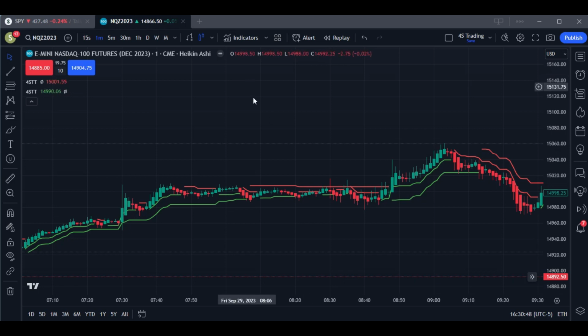This is a TradingView chart. It's NQ, shown in 1 minute Heikin-Ashi view. I mostly follow the Heikin-Ashi chart. It gives me nice trend reversals and shows where the price points are. And I follow 1 minute and then 15 seconds.